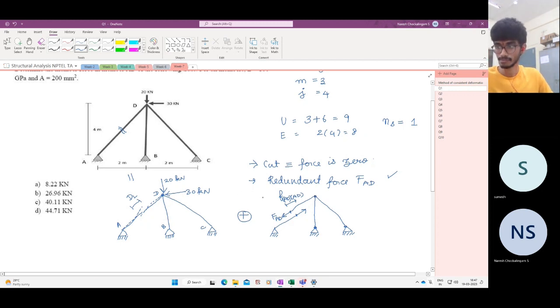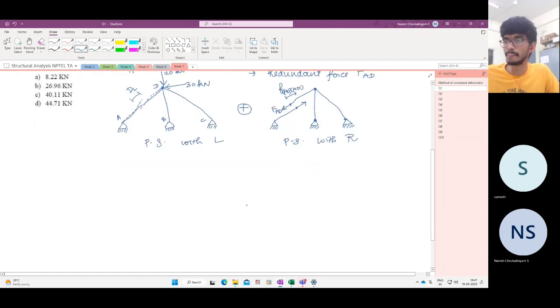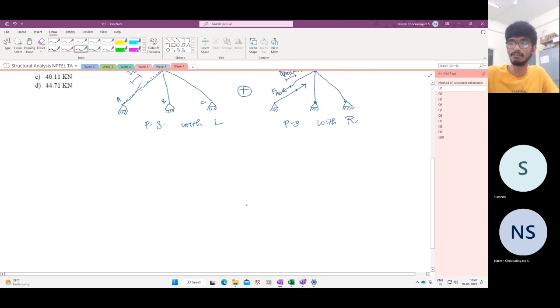So now we have two structures to solve for. Both are primary structures. This is the primary structure with the applied load, and this is the primary structure with the redundant force. Which is the redundant force? It is FA. So this is statically indeterminate to the degree 1, so it can be solved. There is only one unknown, which is FA. Now let us solve the problem.